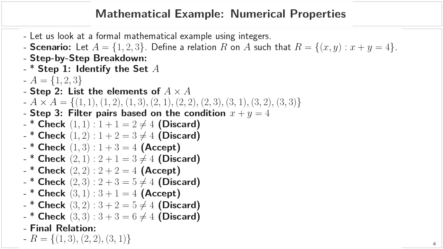Notice how, as we will see in the next slide, the pair (2,2) is perfectly valid here because both numbers belong to our original set A.